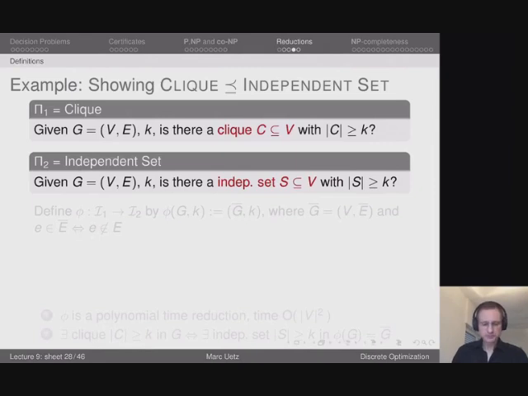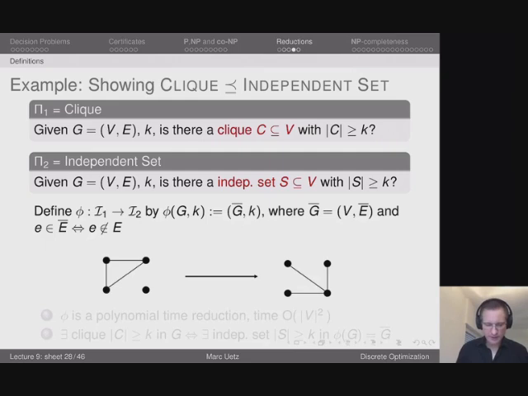Okay, so back to our mapping. So we want to reduce the clique problem to the independent set problem, okay? And we are talking about a decision problem. So the question, or the decision problem number one, is: does there exist a clique in the graph of size at least k? And we reduce this problem to the problem: does there exist an independent set in the graph of size at least k? And in this case, the mapping is, or turns out to be, a bijective mapping. But remember that this doesn't have to be the case in general.